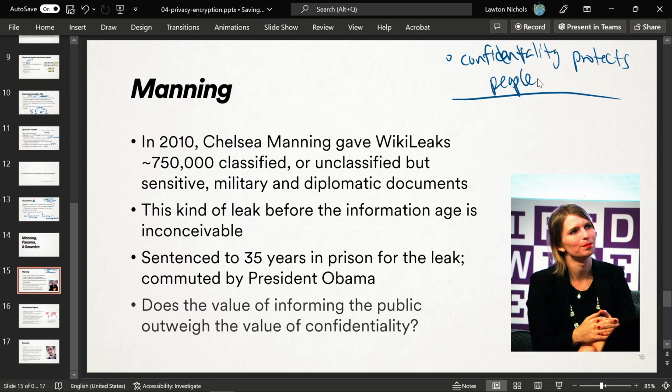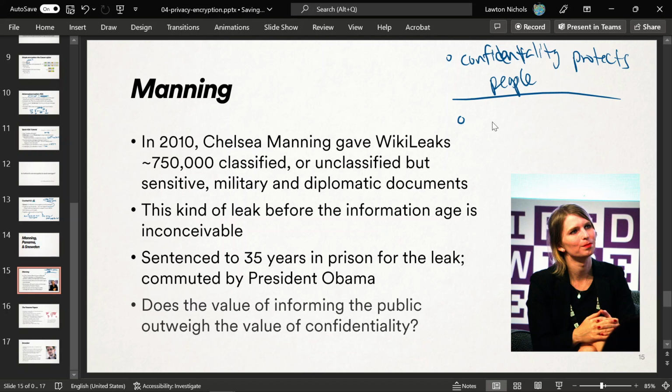WikiLeaks is notorious for not blurring out the lines of files that they should have blurred out. I'm sure there were a lot of names publicly said that were inside of these documents. And if people are angry about these things that have been leaked and they see those names, they might go and attack that person. That's not good.